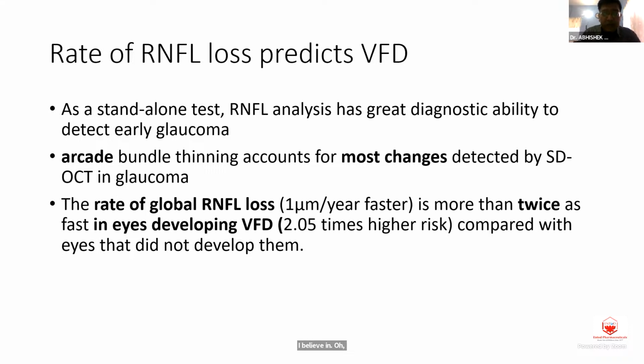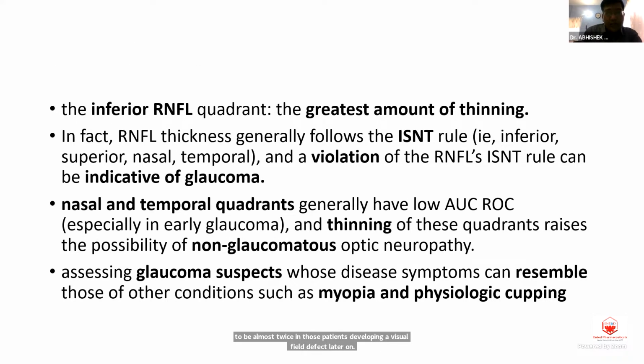Now, the RNFL loss has been found to be almost twice in those patients who develop a visual field defect later on. This has already been mentioned by Hood et al. The greatest amount of thinning follows the ISNT rule, with the inferior part usually the most affected. Now, this is the part I was mentioning: glaucoma suspects whom you have to differentiate from myopic or physiological cupping do not obey the ISNT rule when you do the RNFL analysis. In those, the area under the curve for the medial and lateral parts is more disturbed rather than the vertical part, which is very typical for glaucoma.